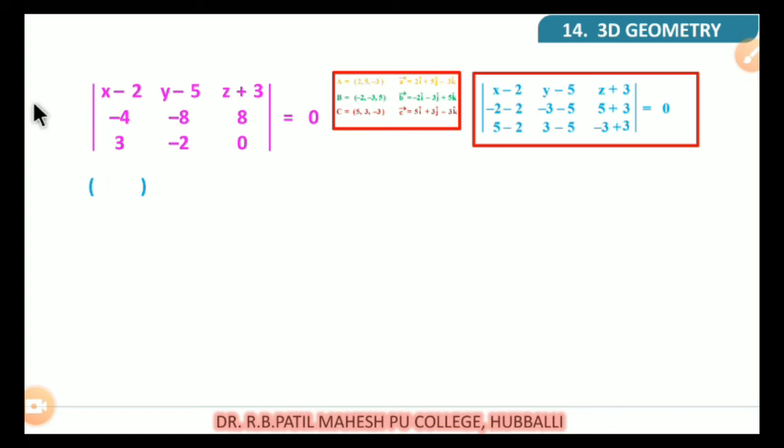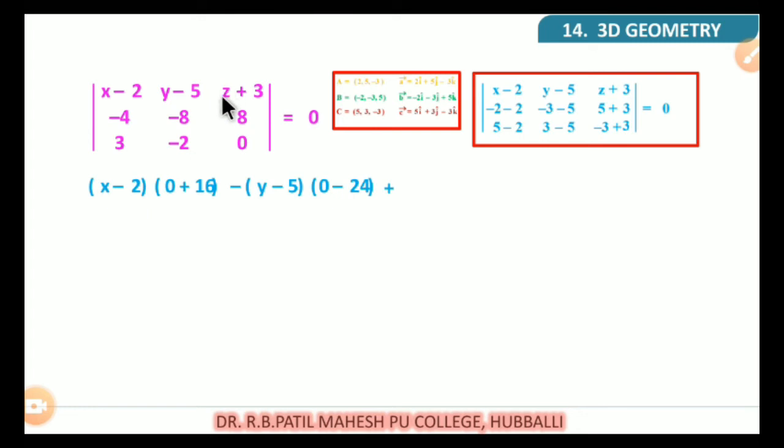So we can expand this determinant along the first row. So x minus 2 into, that is minus 8 into 0, that is 0, minus minus 2 into 8 is minus 16. So minus of minus 16 becomes plus 16, and minus, we have to take the sign here. So minus of y minus 5 into the bracket of minus 4 into 0 is 0, minus 3 into 8 is minus 8. So that is 8 into 3 is 24. So minus 24.